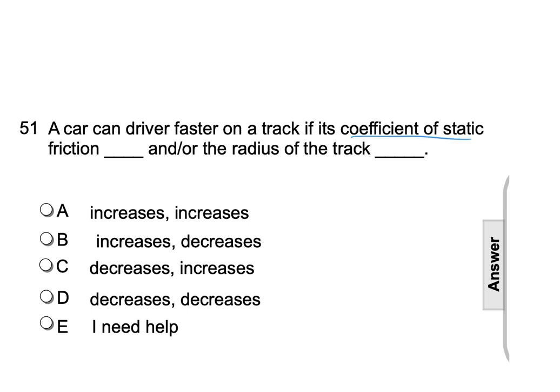Okay, so we're talking about coefficient of static friction, the radius and the V. So V equals the square root of R mu G. So you can go faster if the R is bigger or if the coefficient of friction is bigger.